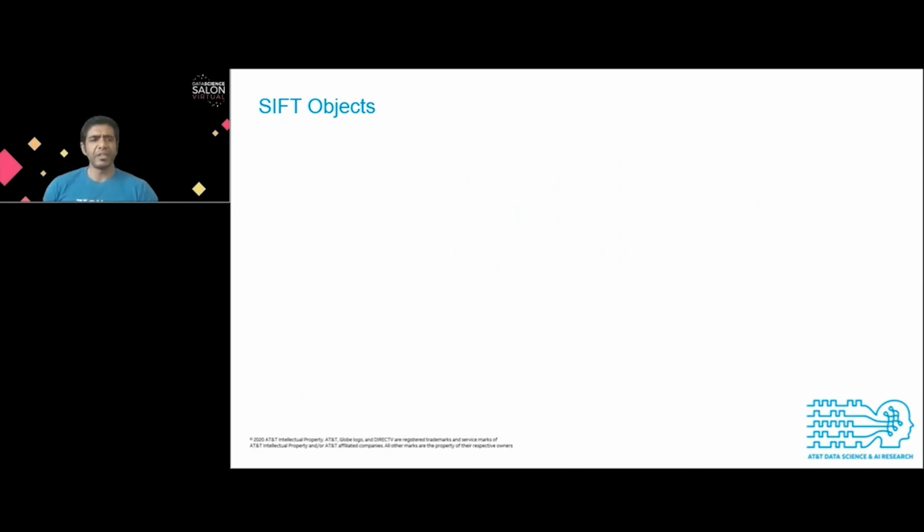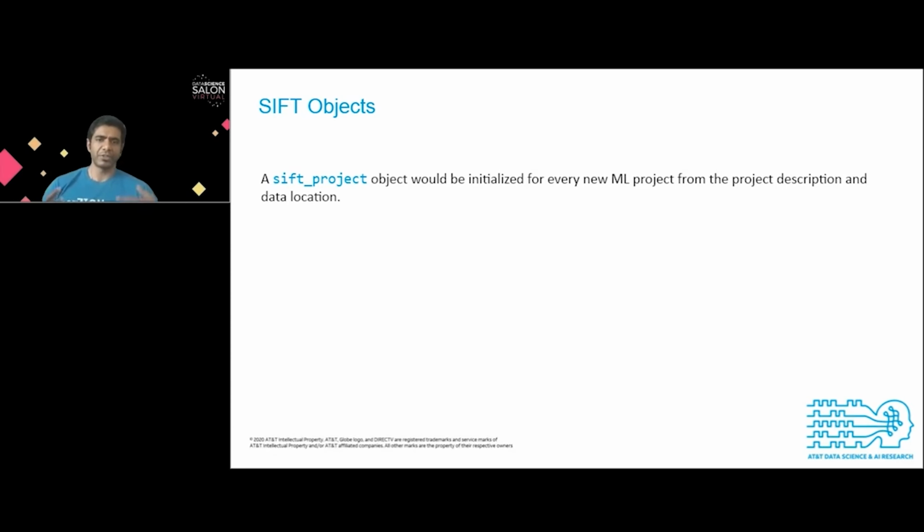Going into the technical details now, we have a number of SIFT objects, starting with a SIFT project, which is a top-level object that we propose would be initialized for every machine learning project inside a company. In the beginning, it will have a project description and a data location for the initial data set that the project is beginning with. And as time goes on, the different components of that will be populated. And what are the different components? The next level components are three additional objects. These are also initialized and then populated as the project goes on.